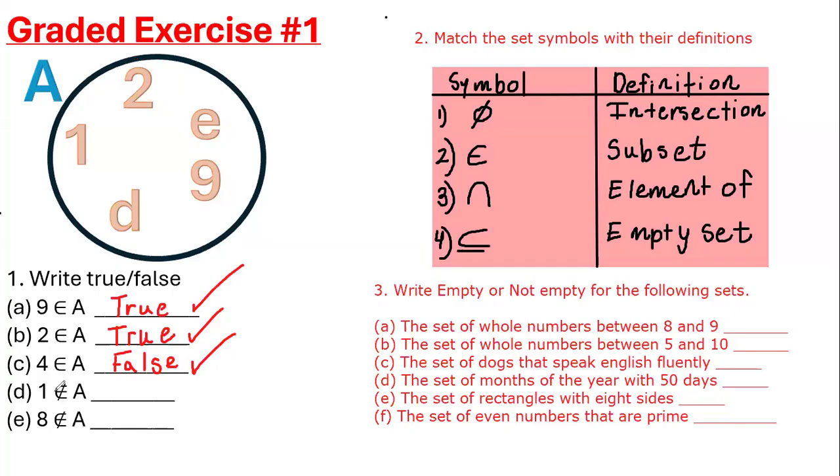Next, go ahead and erase this. 1 is not an element of A. False, because 1 is an element of A, so this is definitely false. All right, 8 is not an element of A. True. This is true, very good. How many persons got all right for number 1? I did. Excellent. Very good.